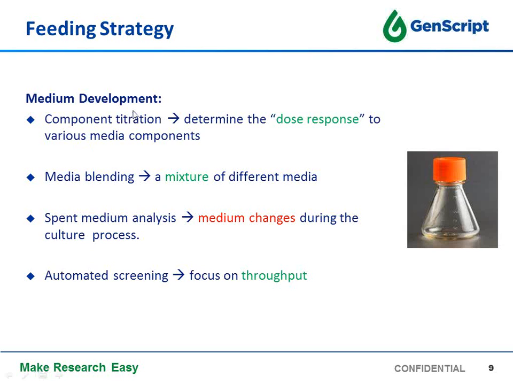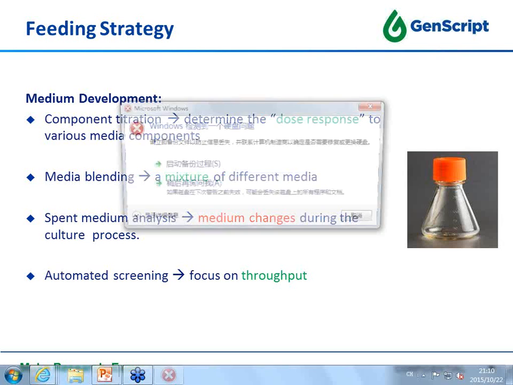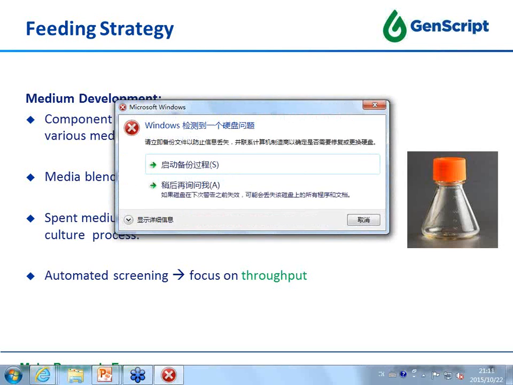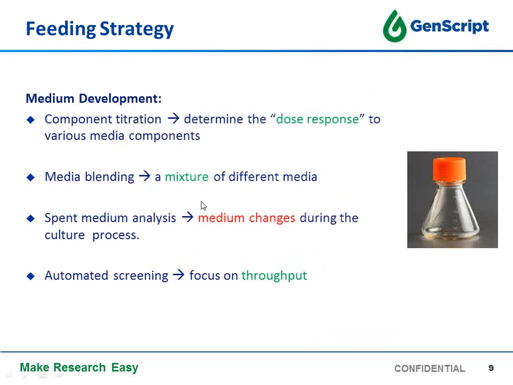Component titration is the classic approach, and it involves performing a series of experiments to determine the dose response to different media components by adding each of them into individual cultures. Media blending is a method that rapidly generates many new media by simply mixing different media. Spent medium analysis is to measure how the medium changes during the culture process. And automated screening mostly focuses on high-throughput screening. So that's our feeding strategy.